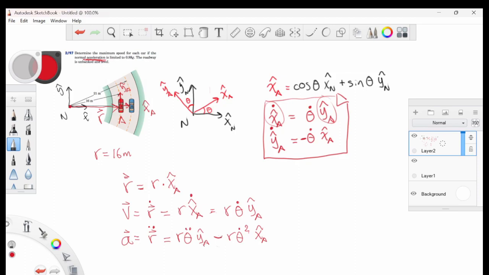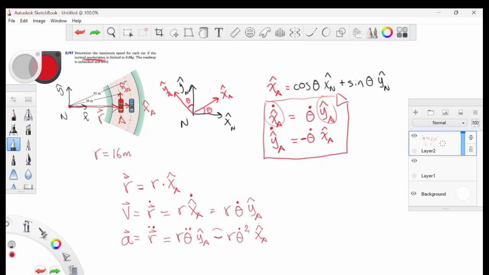If you see the expression that we just found, you can identify that the acceleration has two components. One component pointing in the YA direction, meaning along the front of the car, YA axis, and one component pointing in the XA direction, in the XA axis, which is the horizontal direction that is radial or pointing to the center of the track.